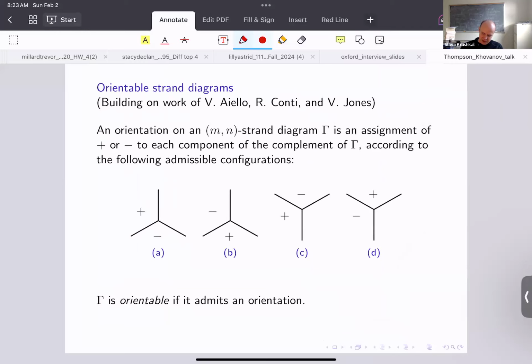And so this version is that an orientation on the strand diagram is an assignment of signs, pluses and minuses, to the complement of the strand diagram in the rectangle where it's drawn. And locally, it has to be one of these 4 configurations. And a strand diagram is called orientable if it admits an orientation so that each vertex is one of these 4 types.